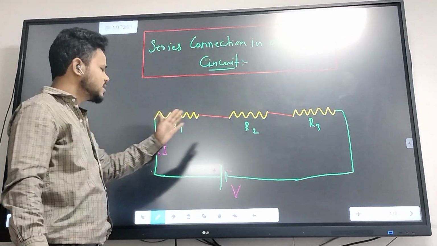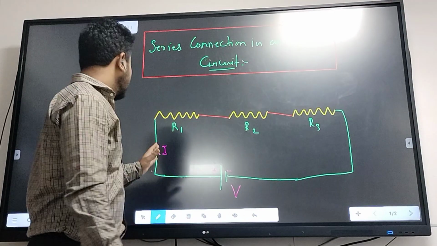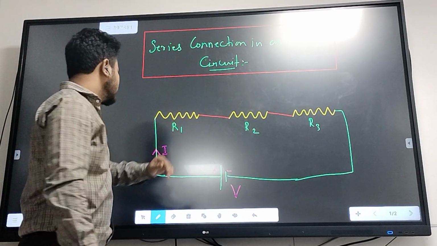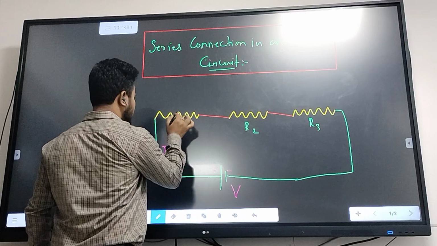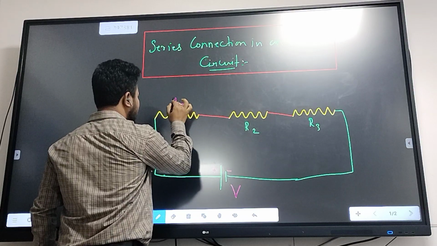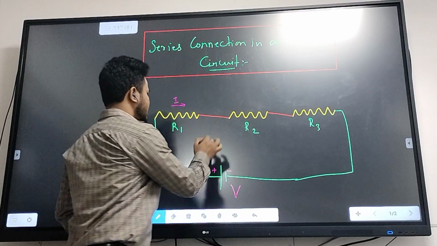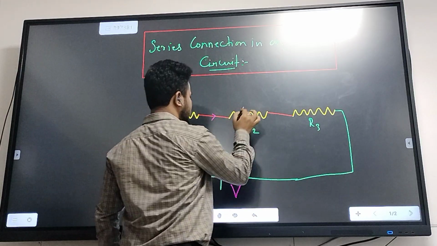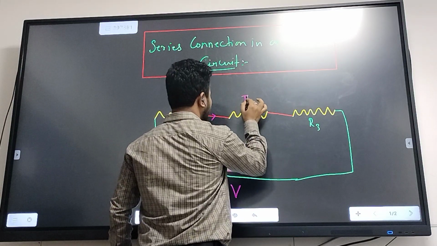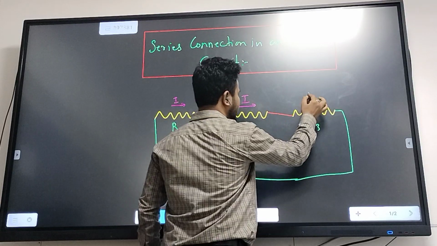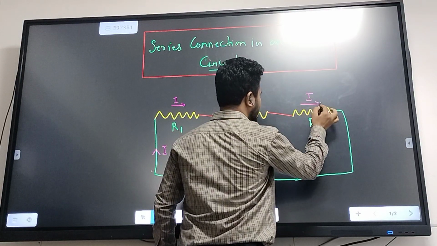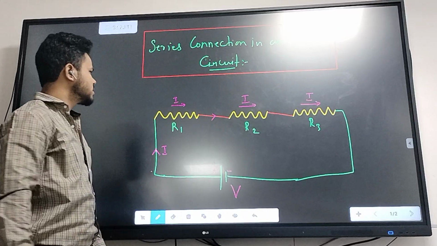Since this is a series connection, there is only one path for the flow of the current, so the same amount of current will flow through R1, the same amount of current will flow through R2 also, and the same amount of current I will also flow through R3. So this is how the current will flow.